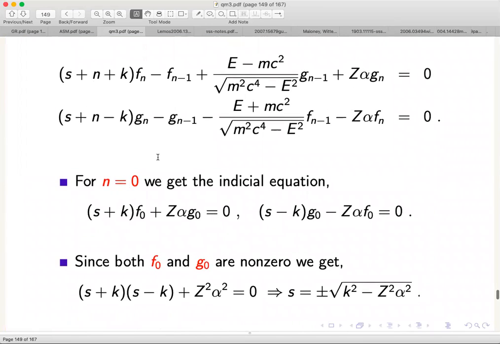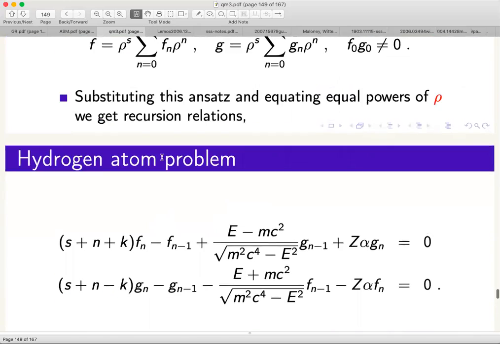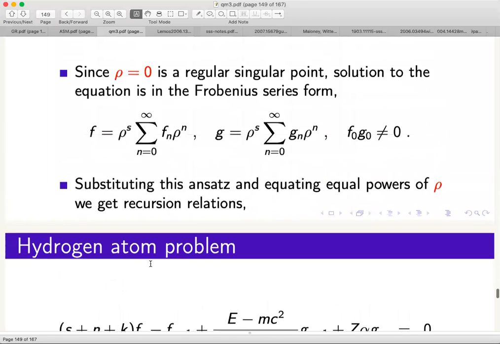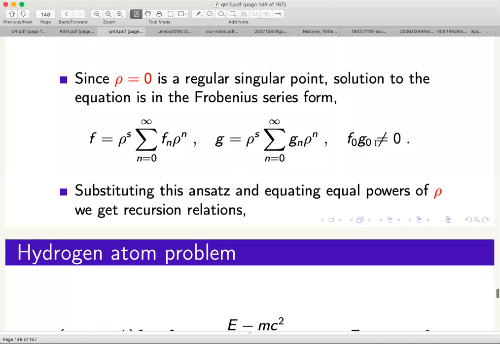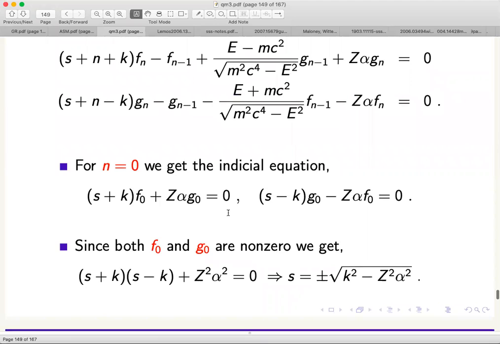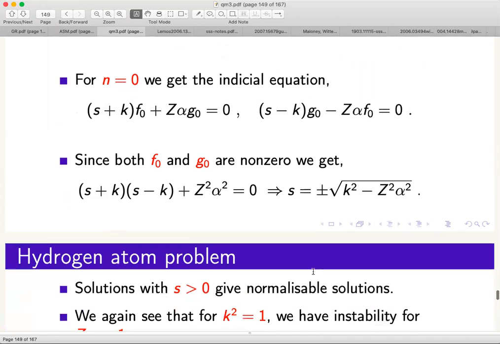setting n equals 0, which is the leading term in the Frobenius series, which would determine the value of s. And that, of course, assumes that f0 and g0 are non-zero, which was our starting point. And once you say that f0, g0 are not equal to 0, then the determinant of the corresponding matrix vanishes. That is this equation. And that gives us the solution s to be these two values. We, of course, choose the positive sign.